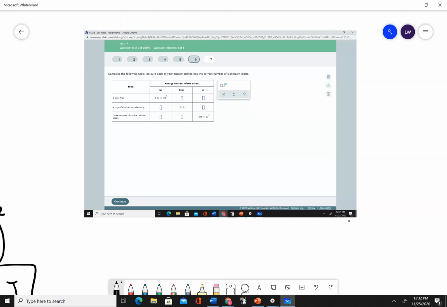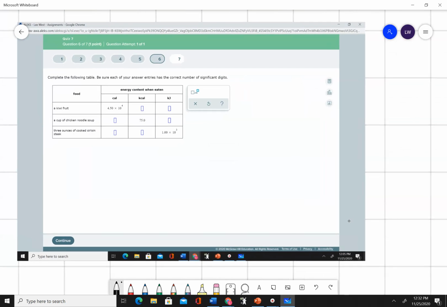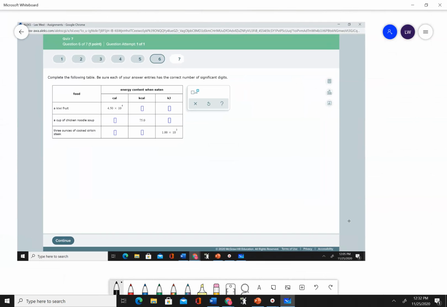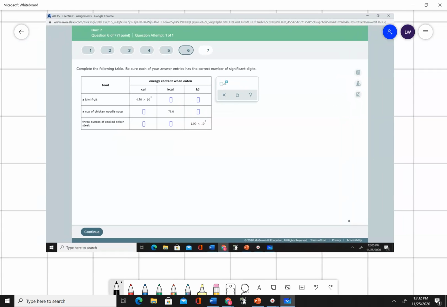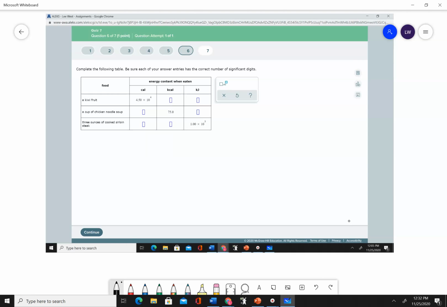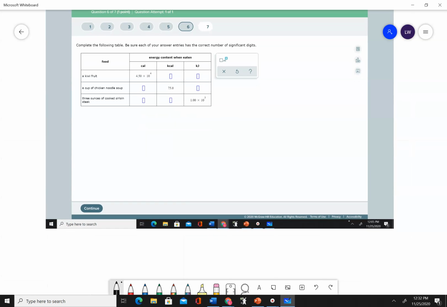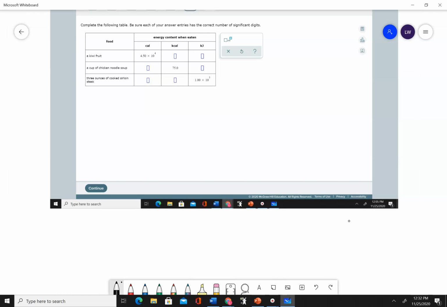All right, let's have a look at this one. Looking like a unit conversion problem, isn't it? It says complete the following table. Be sure each of your answer entries has the correct number of significant figures, and it's 3 of those problems concerning the energy content of food. So what have we got here? We have to convert between calories, kilocalories, and kilojoules. So we've just got to remind ourselves of how these things are related.